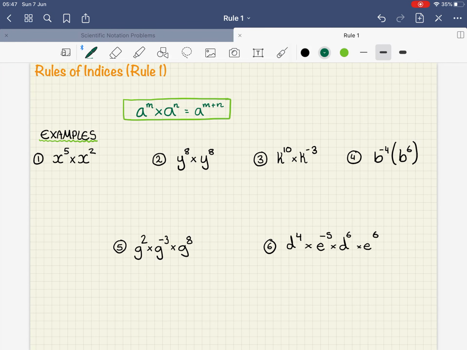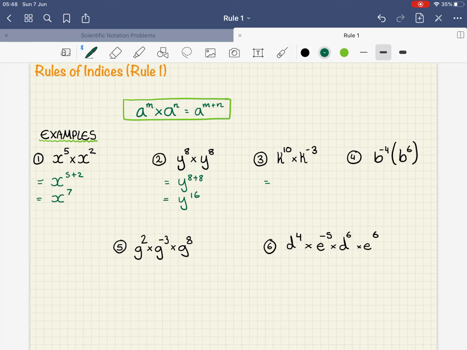So this first one, I've got x to the power 5 times x to the power 2. So again, I'm just adding those powers together. So 5 plus 2, that's just going to be 7. Here I've got y to the power of 8 times y to the power 8. So just adding the powers together. So I'm going to have y to the power 16. And obviously that middle step, as you get more and more used to it, you may not need to write it out. However, it can be useful for things like this next one.